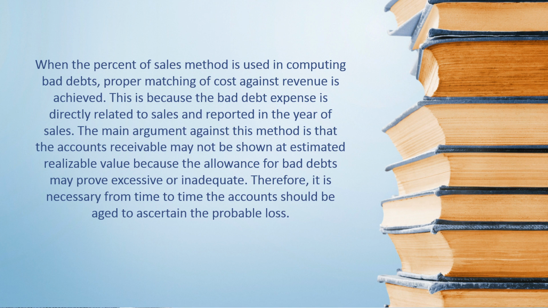The main argument against this method is that the accounts receivable may not be shown at estimated realizable value because the allowance for bad debts may prove excessive or inadequate. Therefore, it is necessary from time to time that accounts should be aged to ascertain the probable loss. So that's all for accounts receivable. In my next video, we will cover notes receivable and loans receivable.